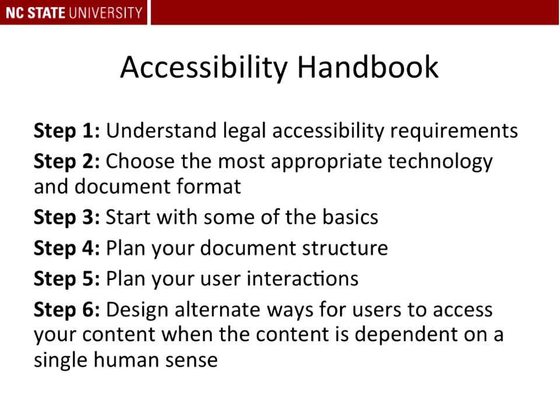So in this handbook, it basically walks you through 6 steps. First, understand what the accessibility requirements are. Step 2, think about what the most appropriate technology and document format is to match the task you're trying to accomplish. Don't just pick something because it's bright and shiny. And then it walks through some basics of how to think about accessibility, talking about document structure, then thinking about user interactions, and then alternate ways for users to interact with the content when they might have an impairment that makes it so they can't interact with it.